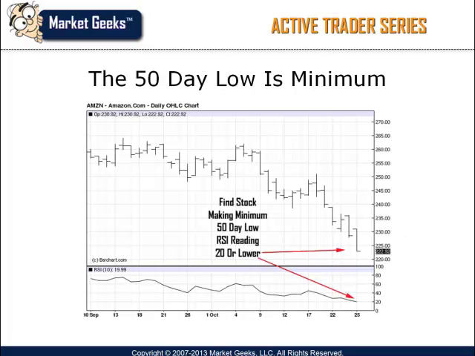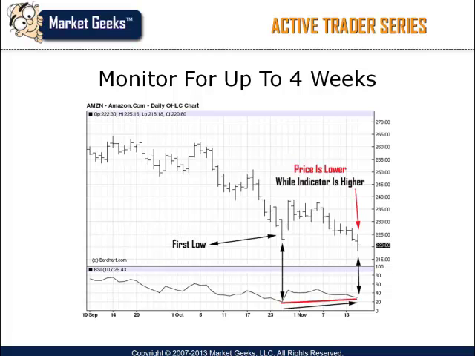The next thing to do is find stocks or other markets that are making a minimum 50-day low coupled with an RSI reading of 20 or lower. You could see what I mean by looking at this graph of Amazon stock. The next step is to continue to monitor the stock. You can give the stock up to a month to make the second low.